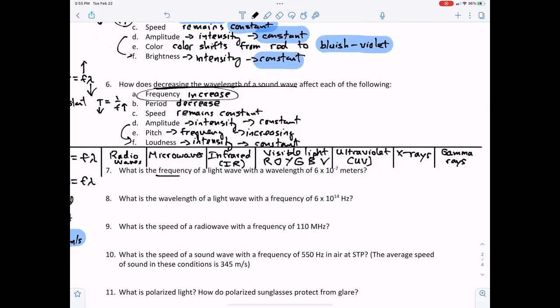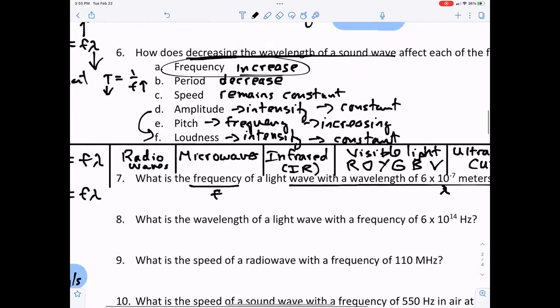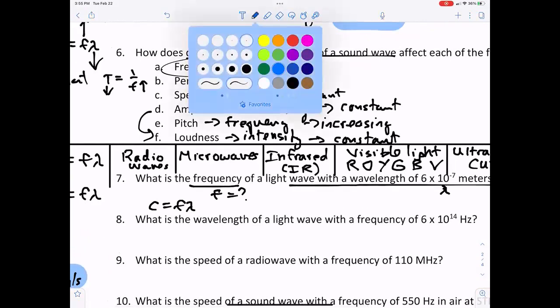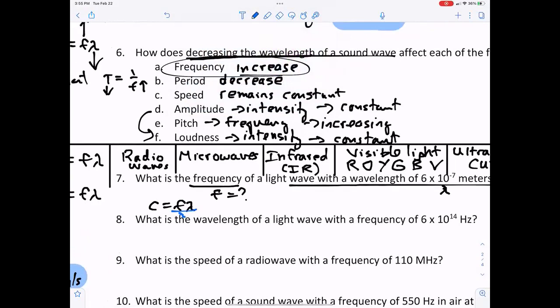What is the frequency of a wave of light with a wavelength 6 times 10 to the negative 7 meters? So there's our lambda. Right, we're looking for frequency. Okay, so C is equal to frequency times wavelength. We're going to solve for F by dividing by lambda, divide both sides by wavelength. So frequency is equal to C over lambda.